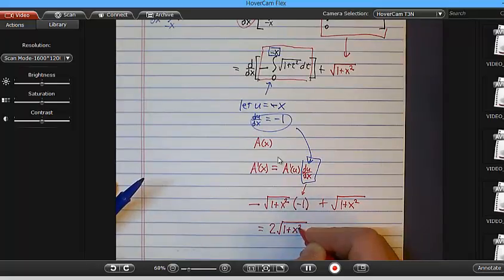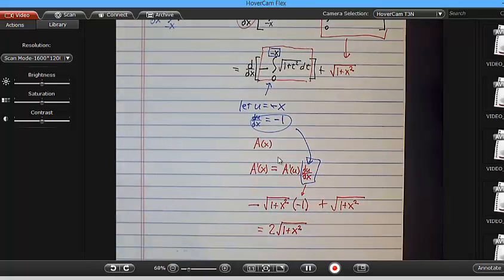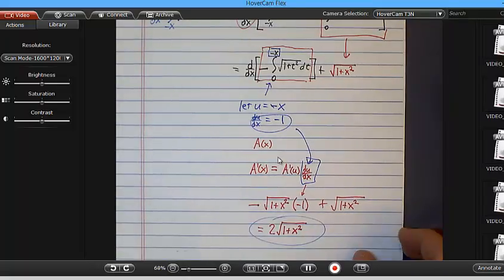I'm getting this. Is that what they had in the back? Okay. It's 2 times the square root of 1 plus x squared. Here, let me give you one other reason that this is the answer. Okay?